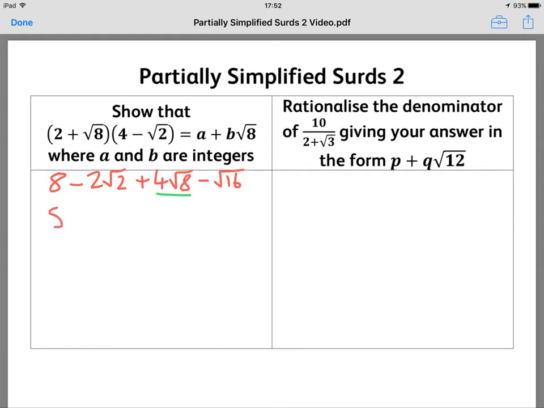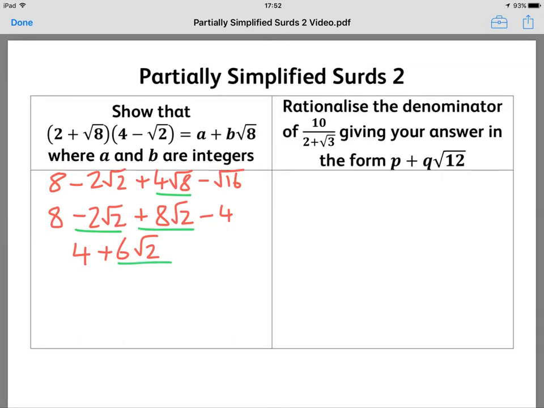Here we go, so we've got 8 minus 2 root 2, can't change any of those, plus, now then, I need to do 4 times 2, so that's going to be 8 root 2, there, okay, minus 4. Now I can simplify, we get 4 plus 6 root 2. If I just quickly underline them, minus 2 root 2s plus 8 root 2s, which gives you plus 6 root 2s.